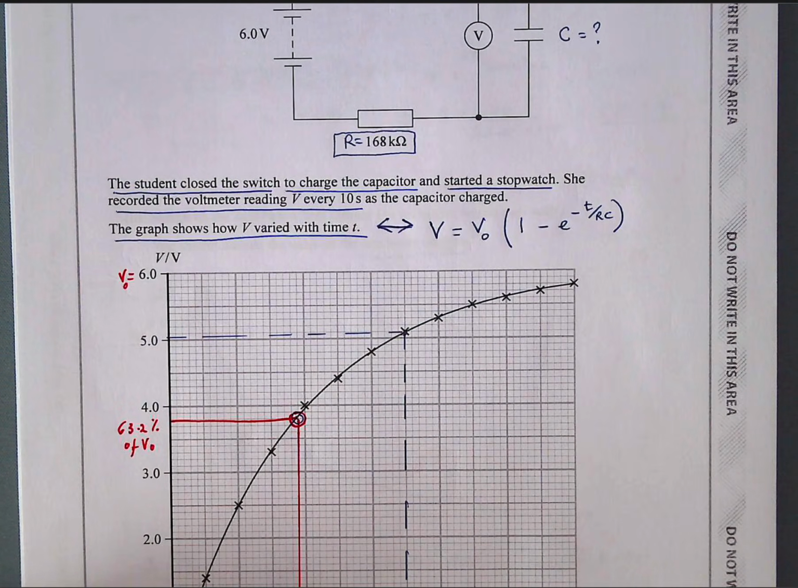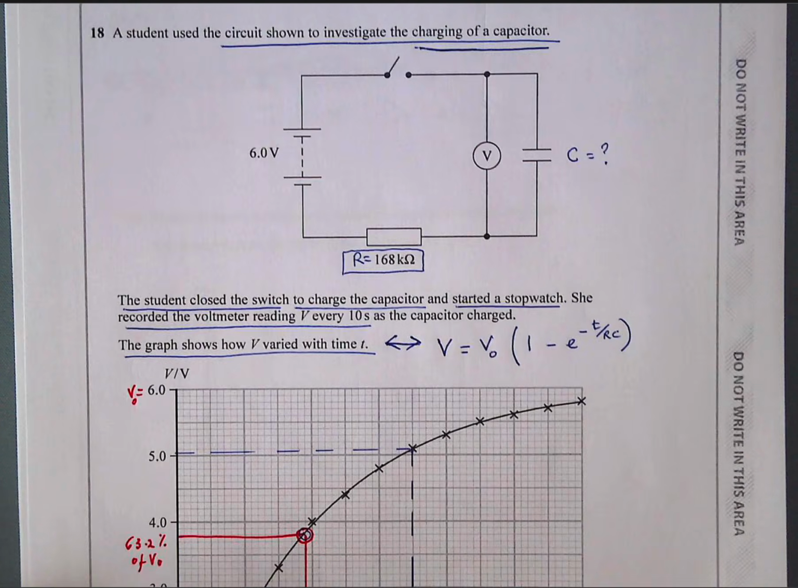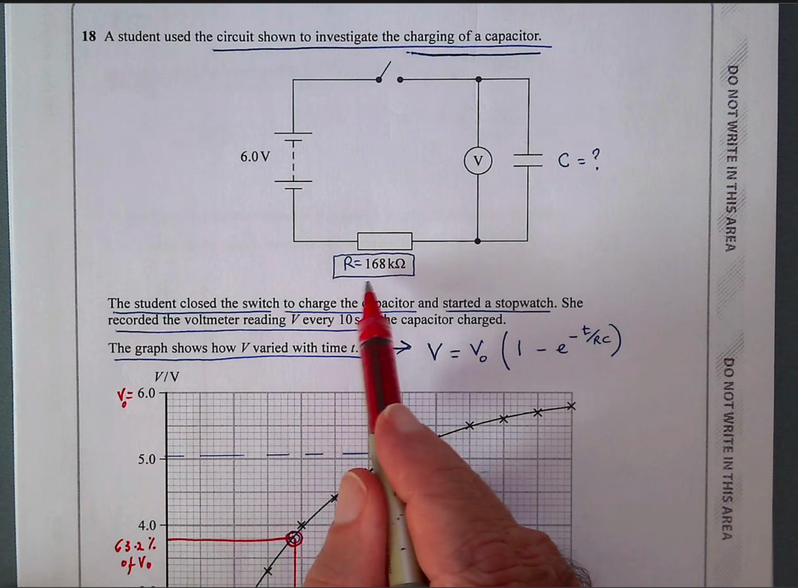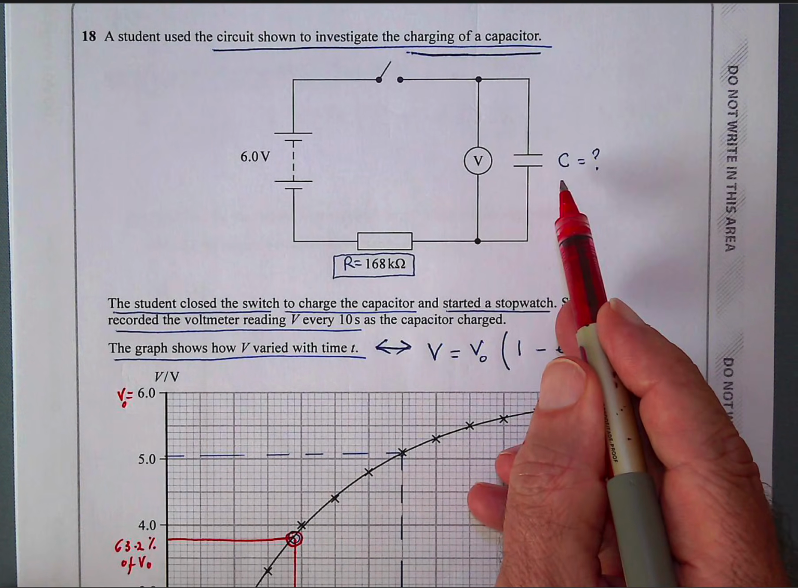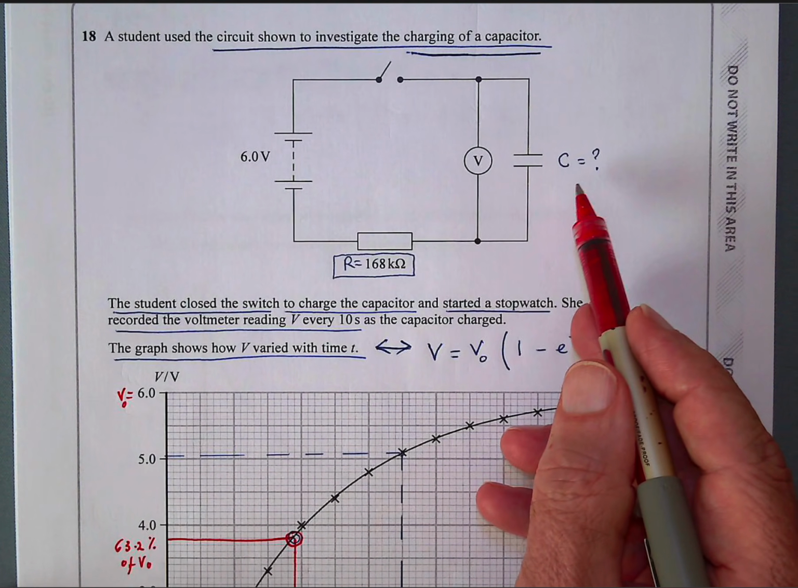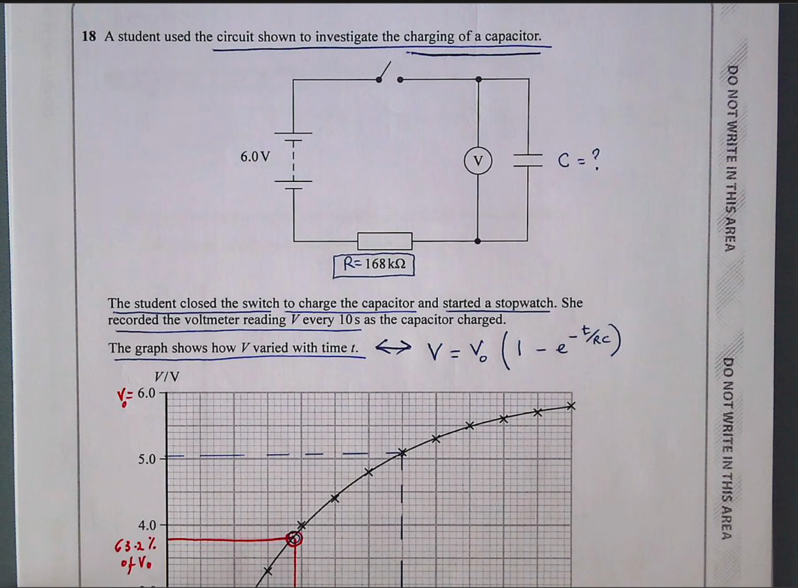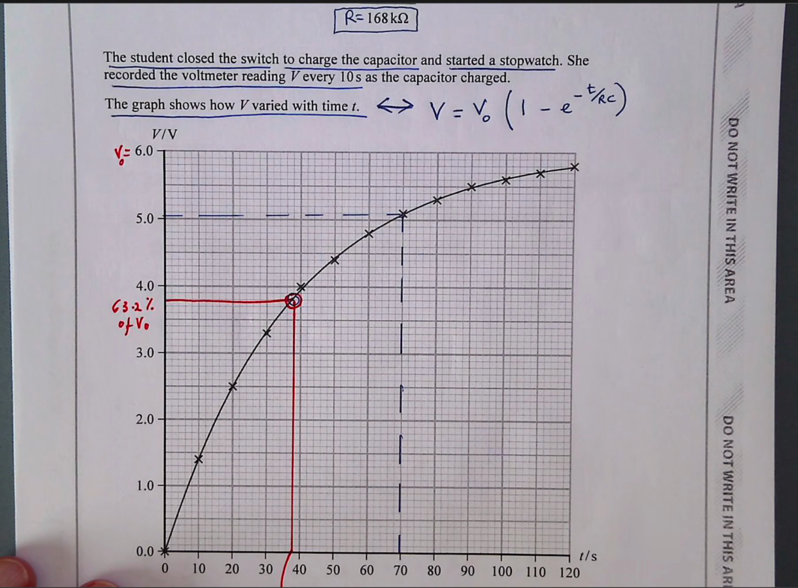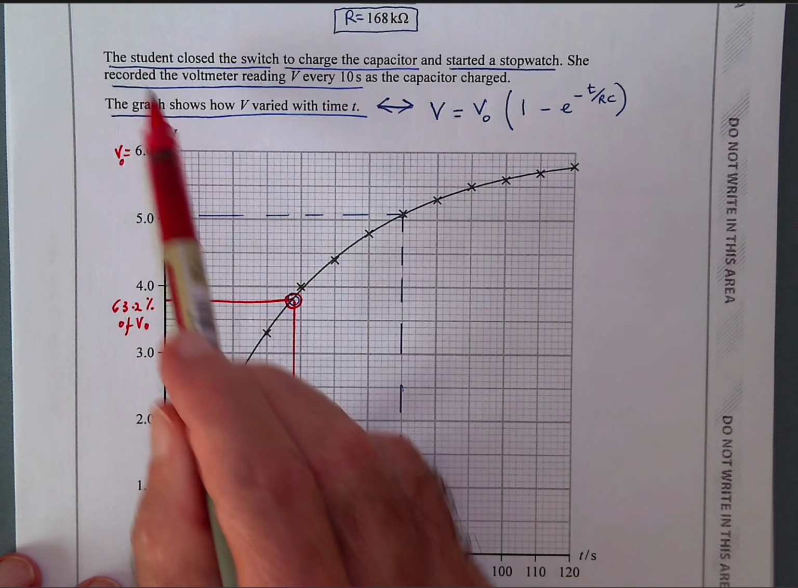Question 18 is about charging a capacitor. Okay, so the circuit's been given, the resistance value's been given, and they want you to work out eventually the value of the capacitance that you're using. It tells you what the student did. So we know the circuit now. Here's a graph of the results.